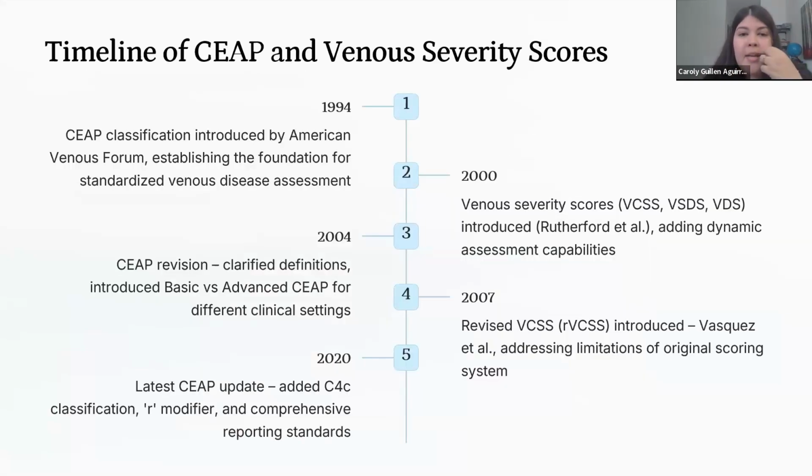And this is a timeline for us to better understand. Since the CEAP was created, then the venous severity scores came in 2000, then the revision, the revised VCSS, was in 2007, and then the latest update of CEAP was in 2020.